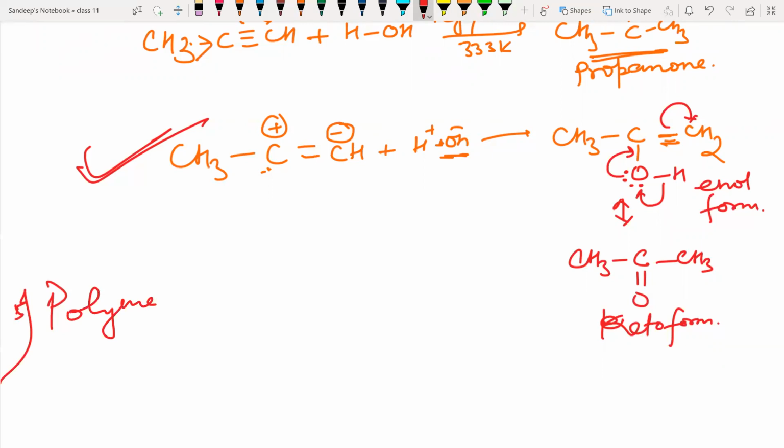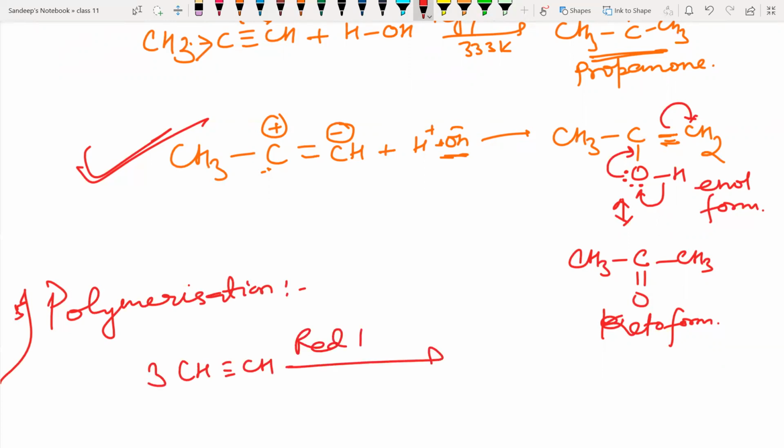So now we are moving into the last reaction, polymerization reactions. One of the most important polymerization reactions of ethyne is that it reacts with 3 moles in presence of red hot copper tube, or red hot iron tube, at 873 Kelvin. So it undergoes trimerization to form benzene. This is the conversion from aliphatic to aromatic.